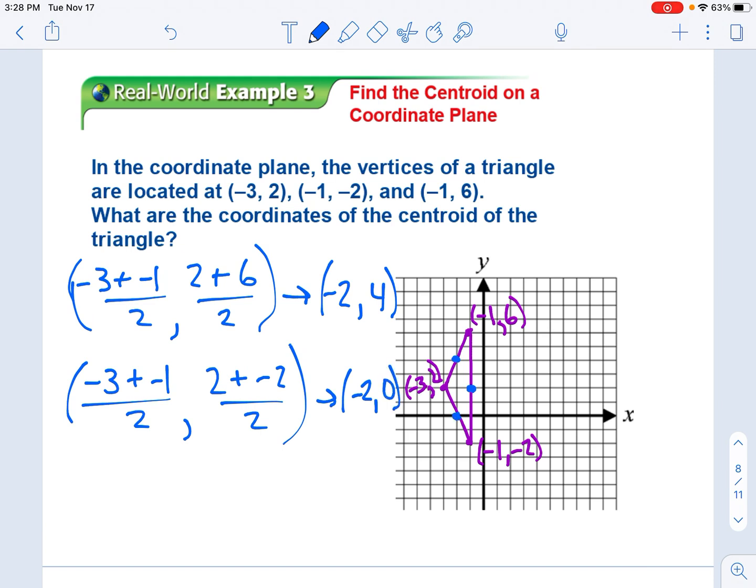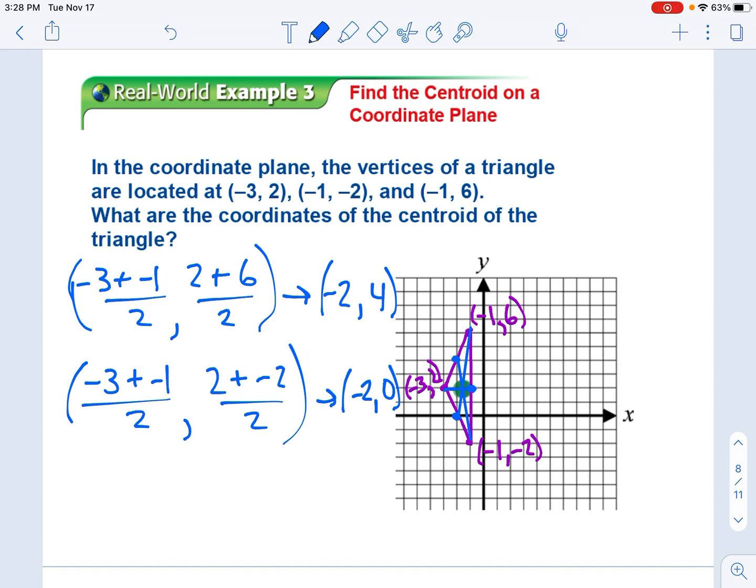Okay, so I found my midpoints, connect with the medians from the vertex to those midpoints. They should all cross at the same spot. If they don't, it's probably just human error. They all do though, so thankfully that's pretty nice. So that is the point I'm trying to find. Once again, notice that the distance there is 2.